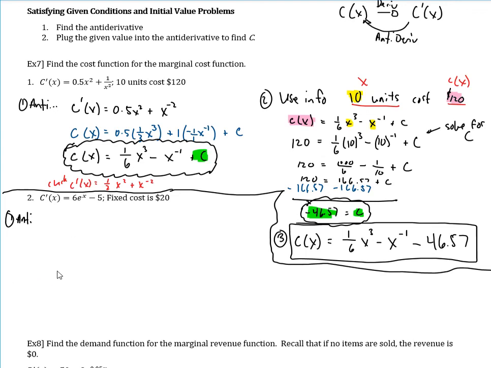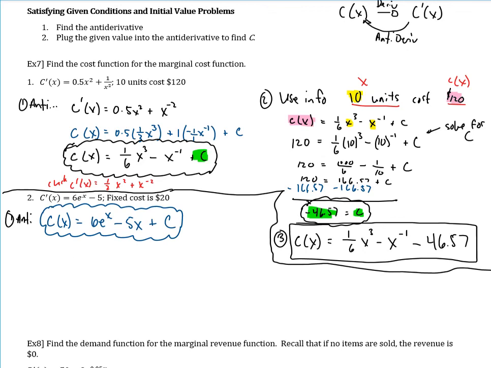I don't need to rewrite anything. So C of x is the antiderivative of 6e to the x, which is 6e to the x. The antiderivative of minus 5 would be, hey, just attach x to it. Okay, so it looks like that. And then we have plus our constant c at the end. Okay, so this is our cost function. It doesn't even need simplifying. So let's go ahead and just cloud that right now.